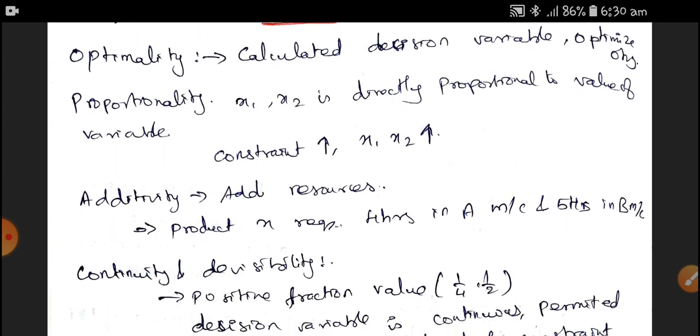Next is additivity. Additivity means adding of resources. The product X requires 4 hours in machine A and 5 hours in machine B. Let's say we have a 1 hour delay period. Therefore, in order to overcome this 1 hour delay period, we can add some machine or we can add some activity. So that is the assumption.